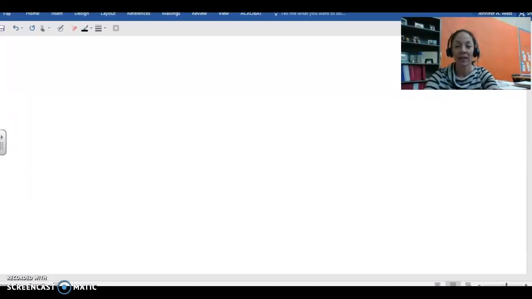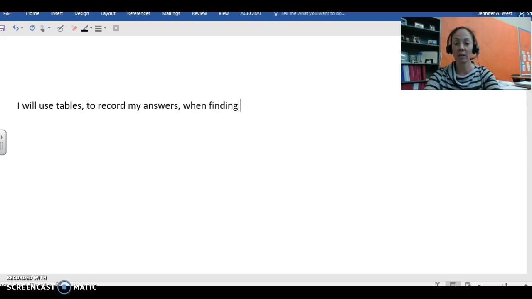Hey, sixth grade. In our lesson for today, we are only going to have one learning goal for you to get in your notes. So, lucky for you, our lesson today will be using tables, and we will still be working with our independent and dependent variables. So, our learning goal for today is: I will use tables to record my answers when finding independent and dependent variables. Boom. That's it. So make sure you click on pause so that you can get that in your notes.